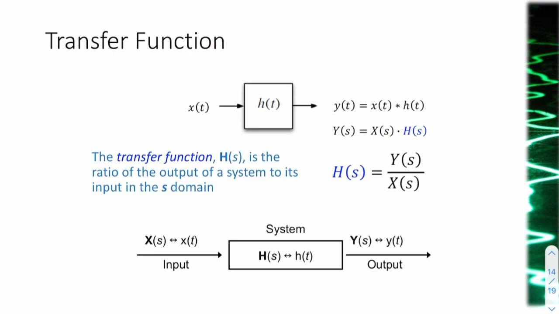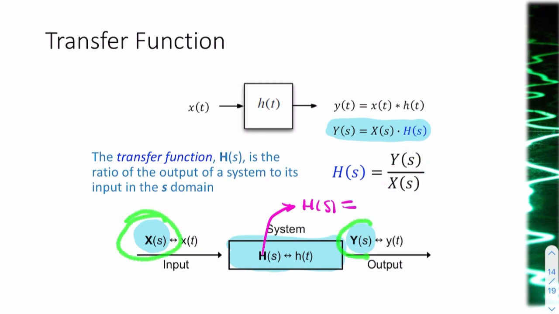So here we have it. If the output is the input times the transfer function, you can now redefine the transfer function simply by rearranging that and say, well, the transfer function is simply the ratio of the output to the input. So if you have some system with an input x of s and an output y of s, then we can define h of s as y of s divided by x of s. So it's the output divided by the input.